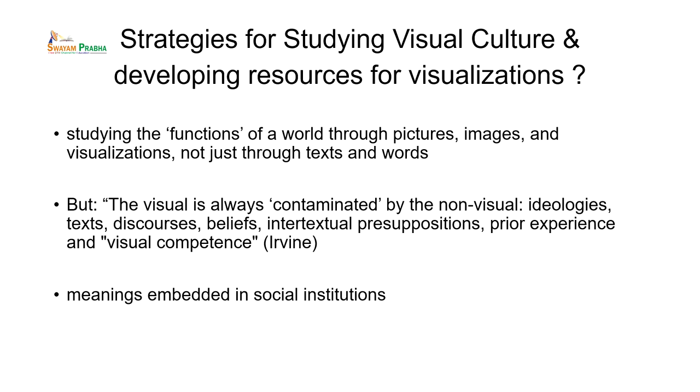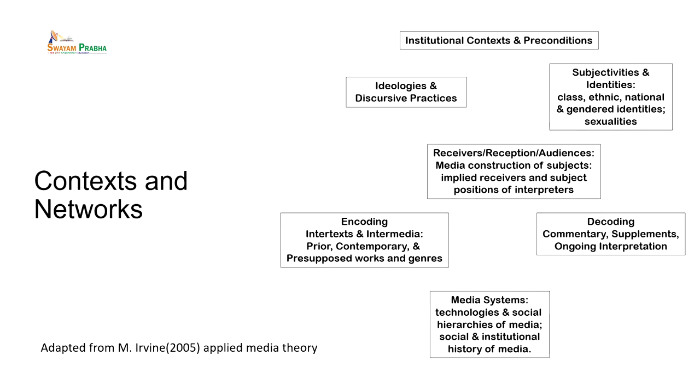And just to sum up, what are the various strategies we are adopting for studying visual cultures? We have seen that these are products of meanings embedded in social institutions, that we are studying as much of cultural processes and spectatorship as we are studying images. And then we are actually situating them in the larger networks of institutional context and preconditions.